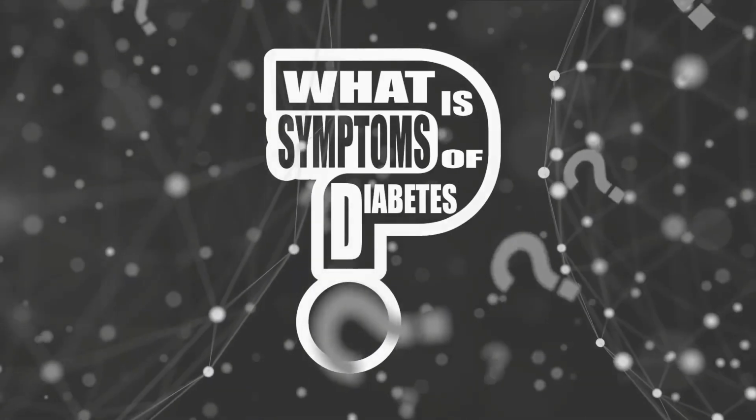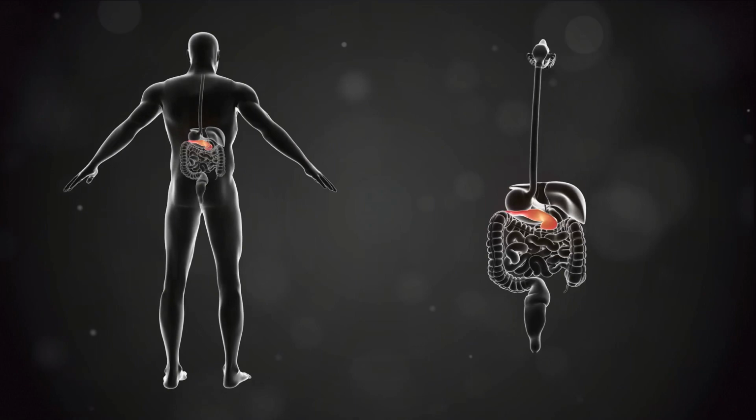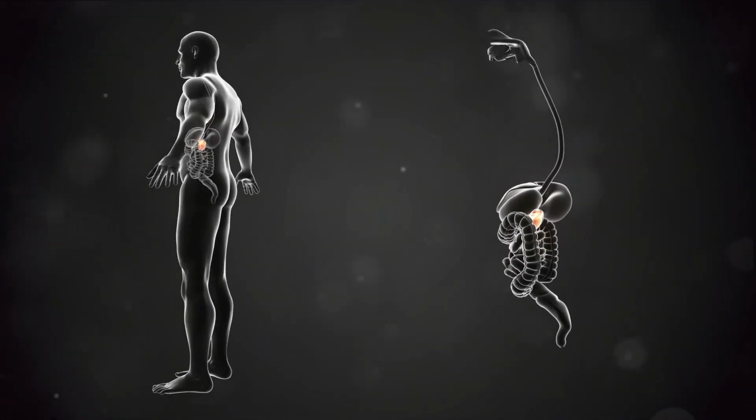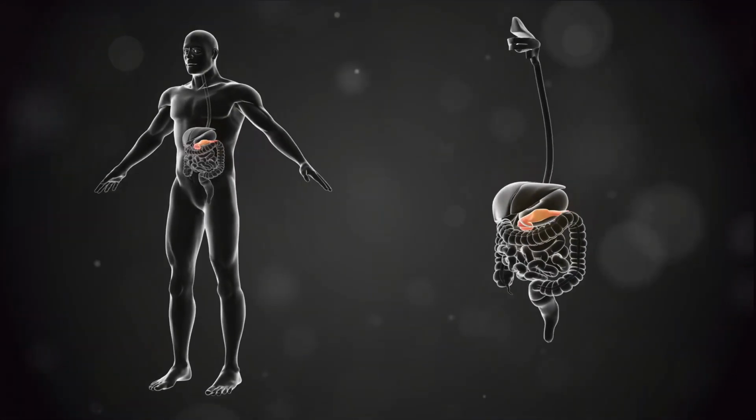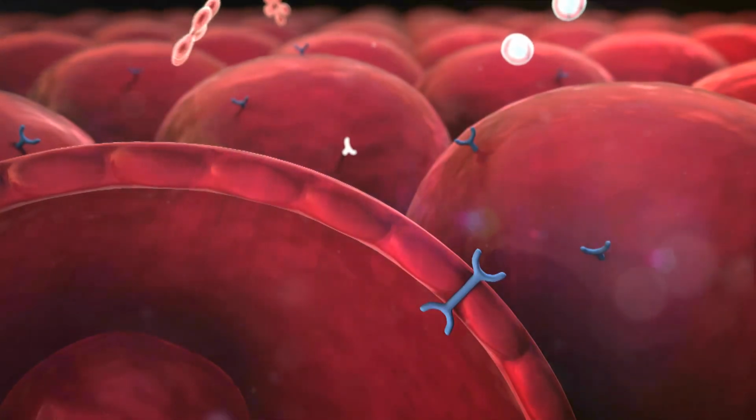Well, glucose is the main source of energy for your body. It primarily comes from the carbohydrates present in the food and drinks you consume. On the other hand, insulin is a hormone that helps this glucose reach the cells in your body, providing them with the necessary energy to function.